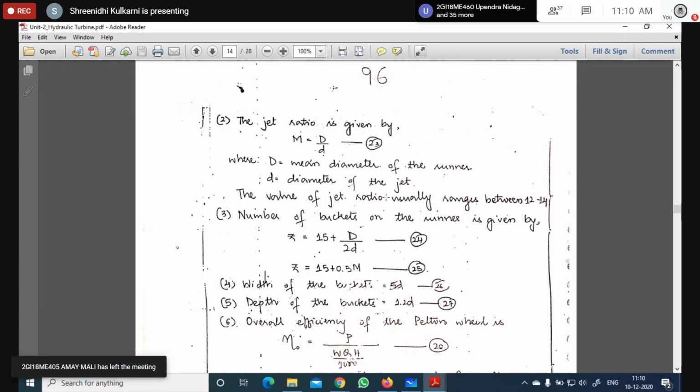So you can take the M value. M varies from 12 to 14. The value of jet ratio usually ranges between 12 to 14. I am stating this here because if they ask to design a Pelton wheel, they won't give all these values, so you have to remember all these values.